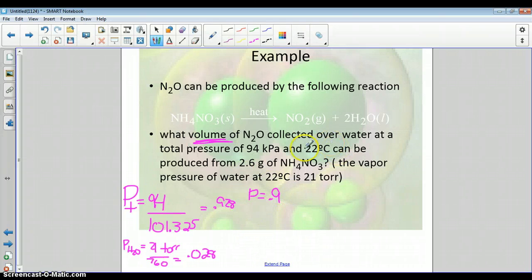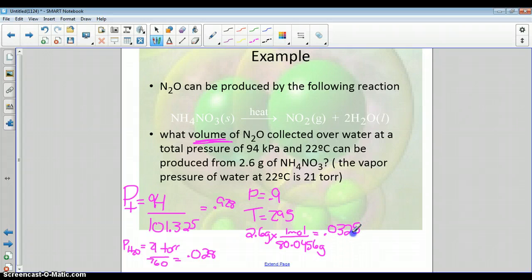So we know the pressure. We know the temperature. We're going to have to add 273 to that 22 though, and that will give us 295. Okay, and we know that we have 2.6 grams of NH4NO3. So if we take that 2.6 grams, the molar mass of NH4NO3, which is 80.0456, that gives us the moles, which is 0.0325.